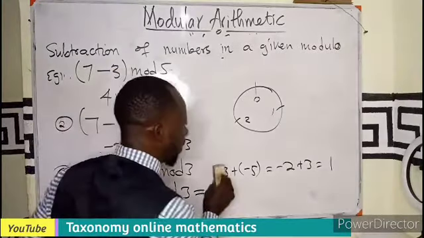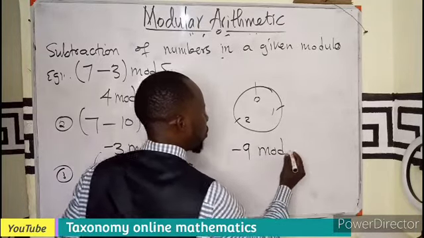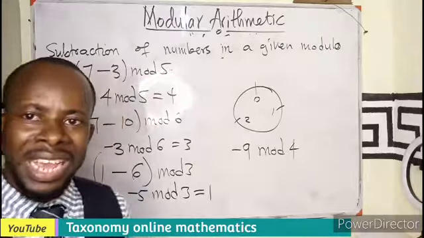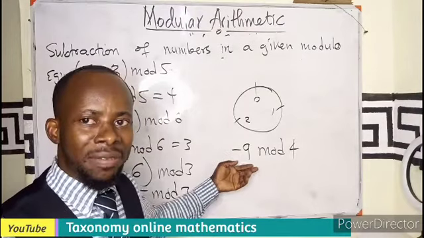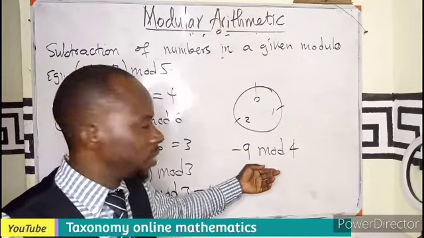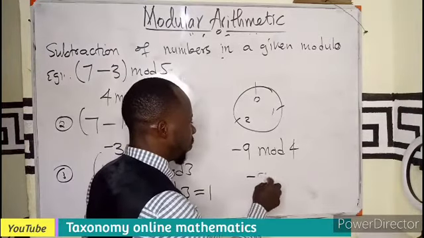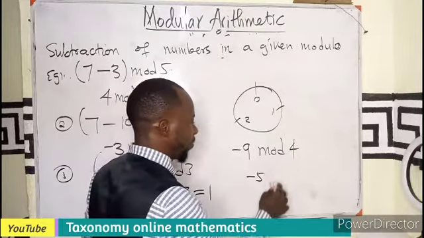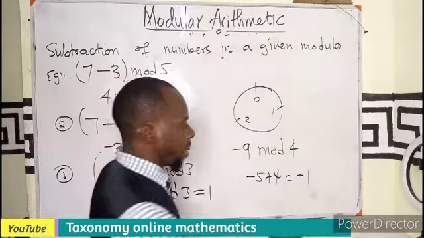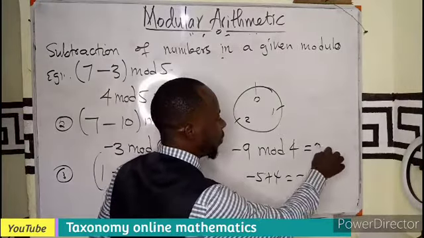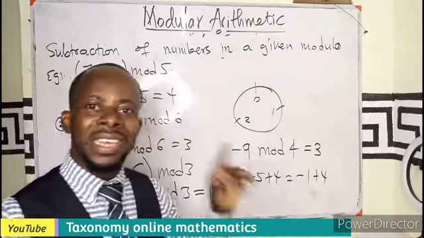So I think at this point, if I give you, let's say, negative 9 mod 4. Negative 9 mod 4. What will you give me? Alright, I believe you have gotten the answer. Let's check. You add this to this, you get minus 5. So minus 5 plus 4 will give you minus 1. Minus 1 plus 4 will just give you 3. Meaning negative 9 mod 4 is just 3.